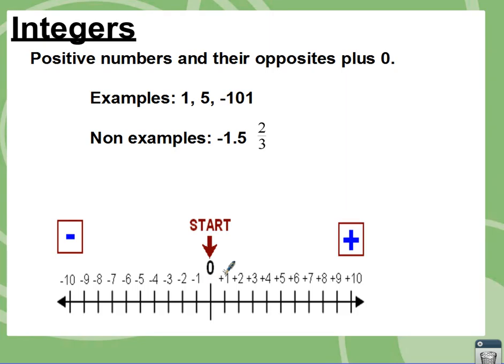We also include the number 0 and their opposites, numbers on the opposite side or the negative side of the number line. Notice I have examples, 1, 5, negative 101, but non-examples are just as important. So negative 1.5 is not an integer, and 2/3 is not an integer.